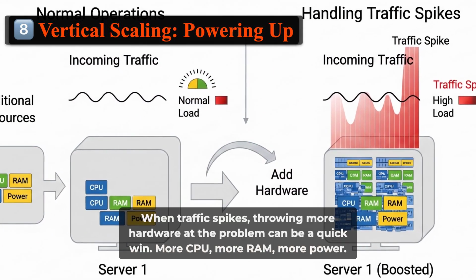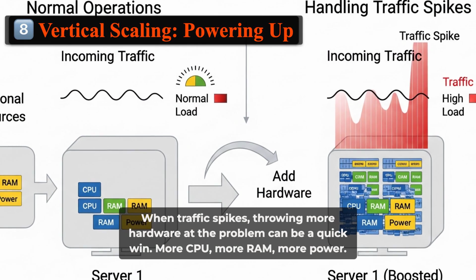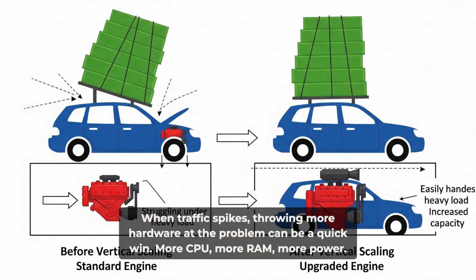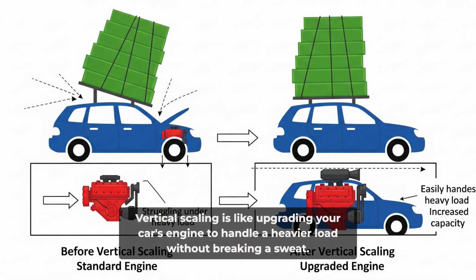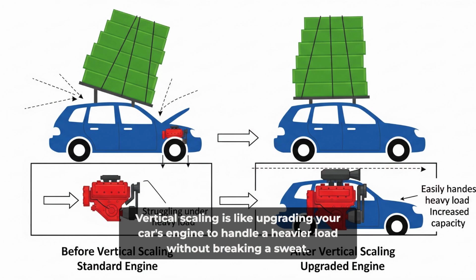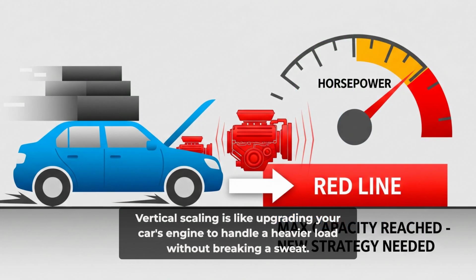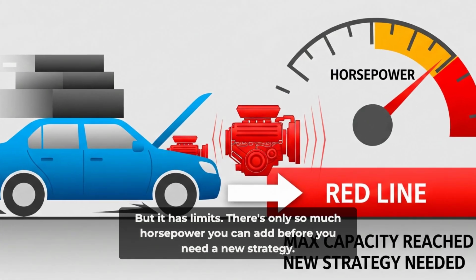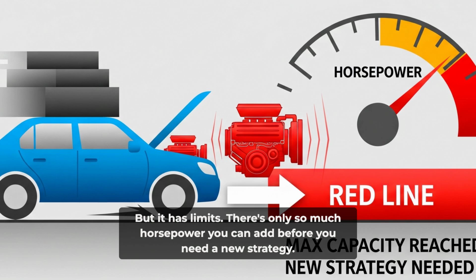When traffic spikes, throwing more hardware at the problem can be a quick win. More CPU, more RAM, more power. Vertical scaling is like upgrading your car's engine to handle a heavier load without breaking a sweat. But it has limits. There's only so much horsepower you can add before you need a new strategy.